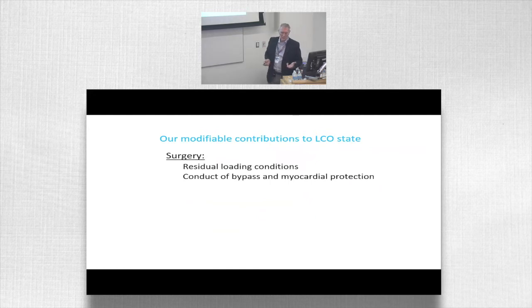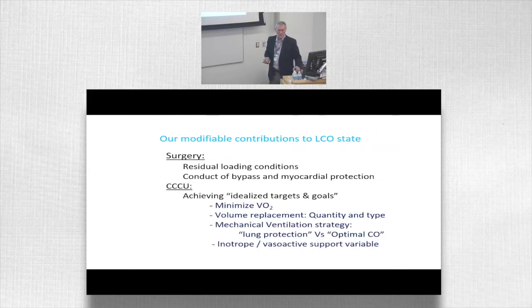And that's where it comes into understanding what are the modifiable contributions to a low output state. We have the residual loading conditions from surgery, but there are things we do that can potentially make this worse. First of all, we don't minimize oxygen demand enough. We have a patient who's got an open chest, low output state, who's not paralyzed, moving around, consuming oxygen. Temperature control, which I talked about how important that is. Being cautious with volume replacement. The more volume you give, the more that goes in the interstitial space, the harder it's going to be to get that fluid out. Mechanical ventilation strategies I mentioned.